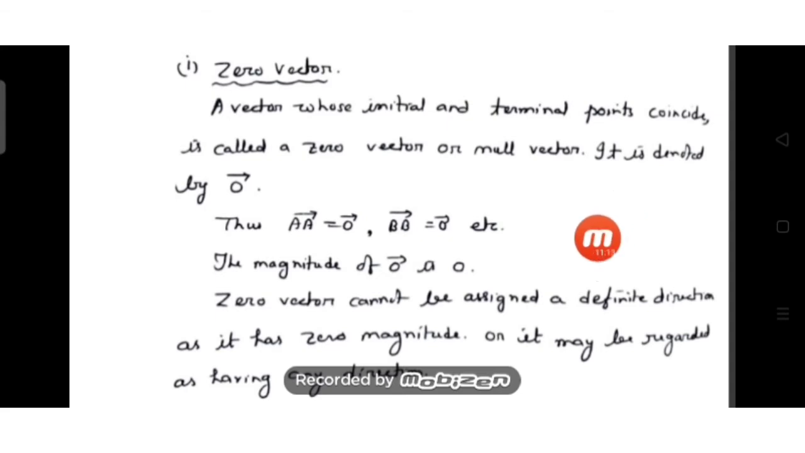And you see, 0 bar, it's a very important thing. That is, zero vector cannot be assigned a definite direction. That means we cannot say that this is a zero vector, it will go this direction or this direction.